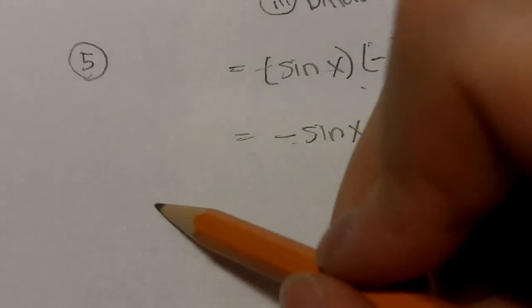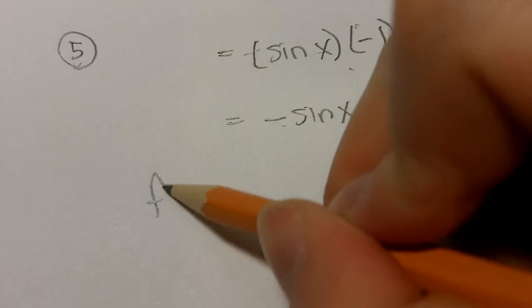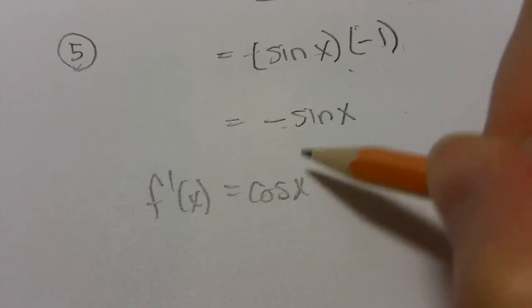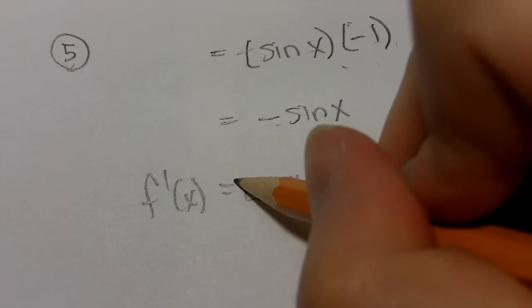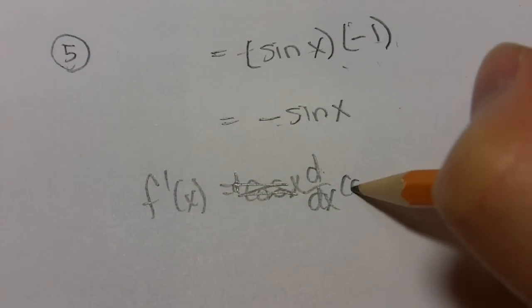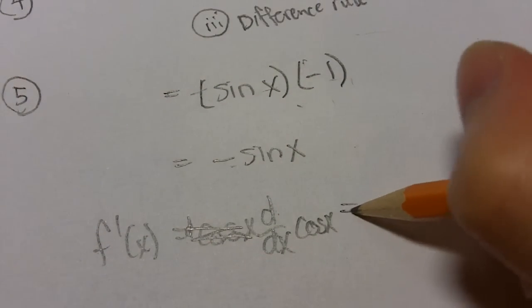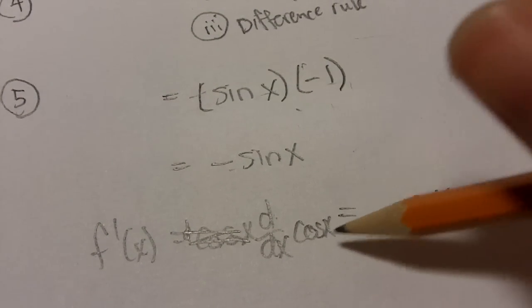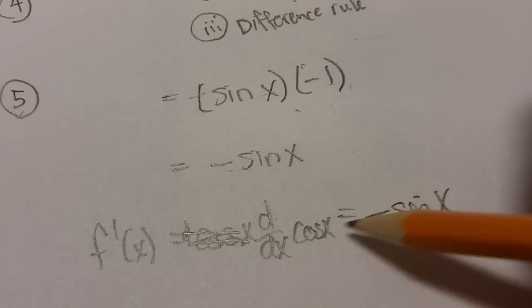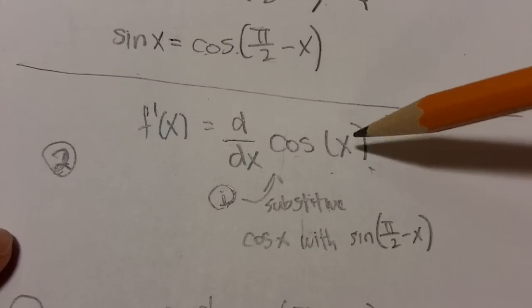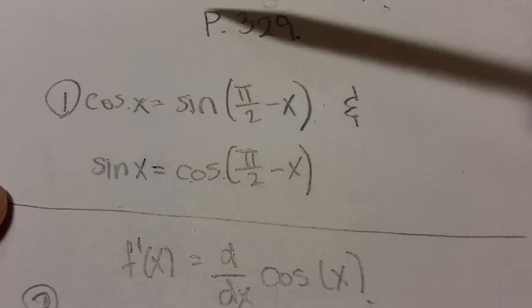So, recap. F prime of x, taking the derivative of cosine x, is, well, d/dx of cosine of x is equal to negative sine of x. And the proof that I've shown, starting from here, is performed by knowing these properties.